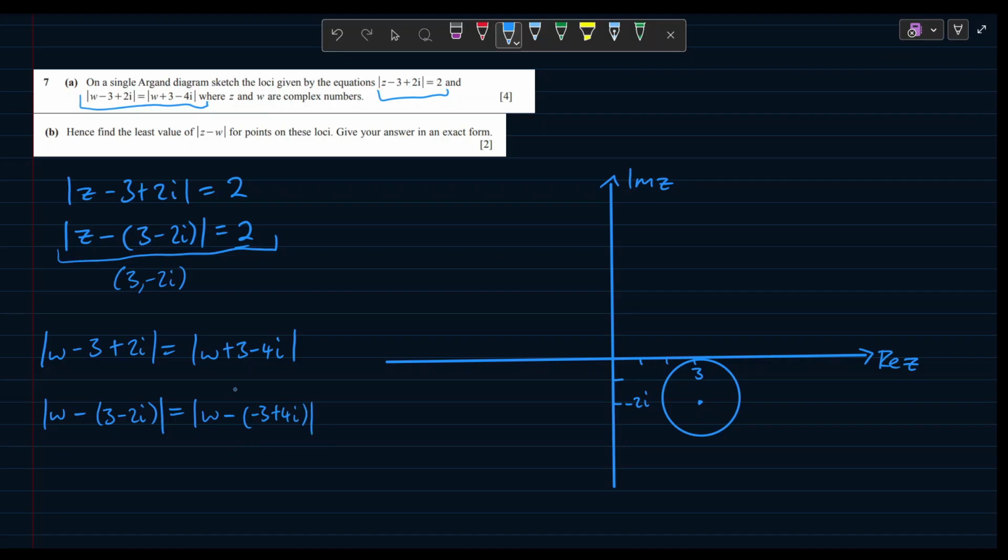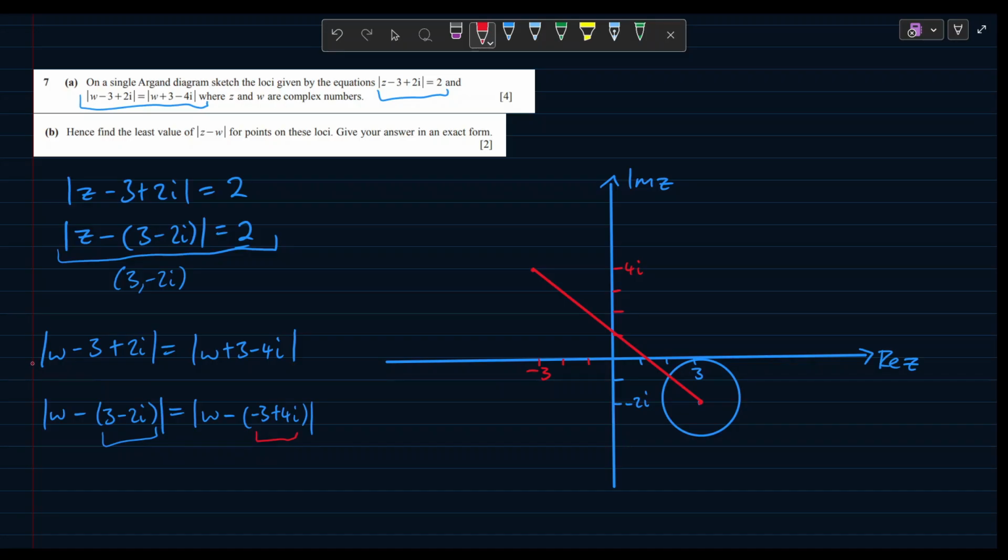Alright, so let's first plot both of our points. So the first point here, 3 minus 2i, is the center of our circle. Then the second point here, negative 3 plus 4i, that's going to be negative 1, negative 2, negative 3 units in the real axis, and positive 4 units in the imaginary axis. So 4i. So this point will be here. And let's draw a line joining our 2 points.